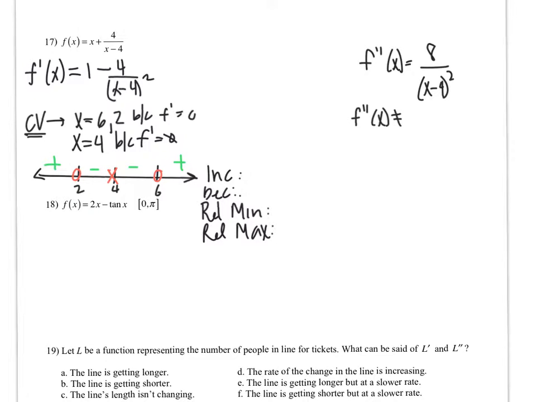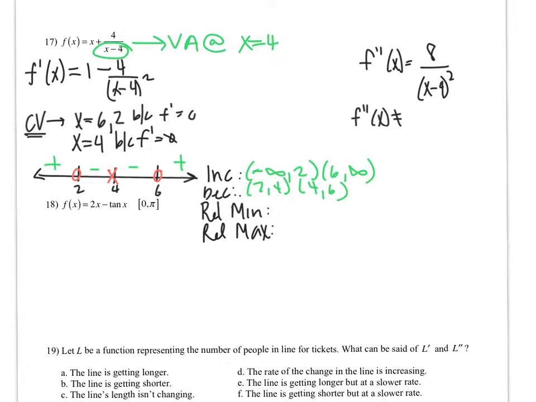So our function is increasing from negative infinity to 2 and from 6 to infinity. And we're decreasing from 2 to 4 and from 4 to 6. Now the reason why we're stopping at 4 is because we do have a vertical asymptote at 4, and we could see that right from the beginning that we're going to have a vertical asymptote at x equals 4, because we have an x minus 4 in the denominator.